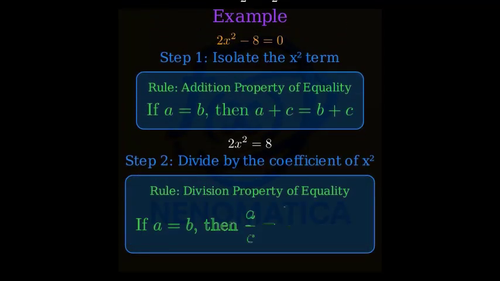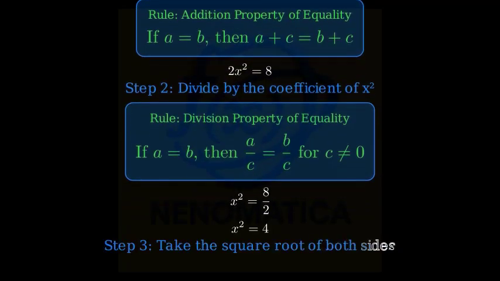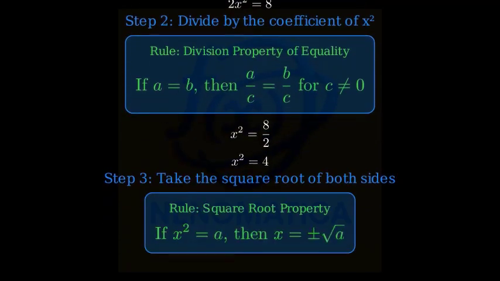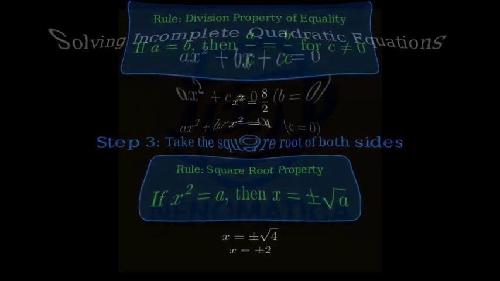Now, we take the square root of both sides. Remember, when we take the square root, we need to consider both the positive and negative values.